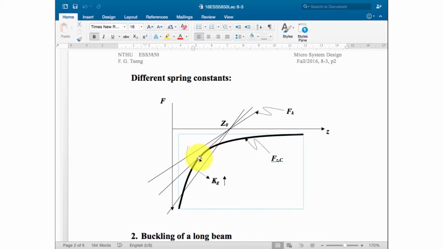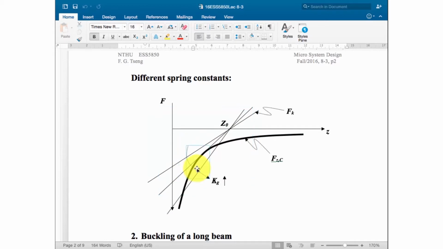Here it shows you 3 different curves with different slopes. Slopes means the spring constant of the spring. You can gradually increase the spring constant from the first one to the third one. The third one has a larger spring constant than the first one. Until at some design, the spring constant just encounters the curve here at one point. That gives the optimized design of the spring system.